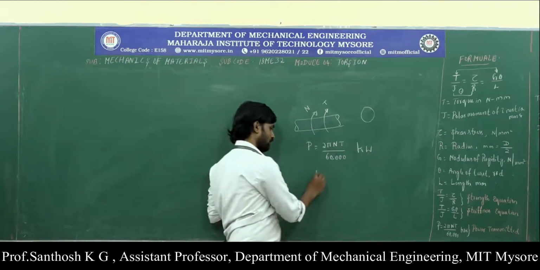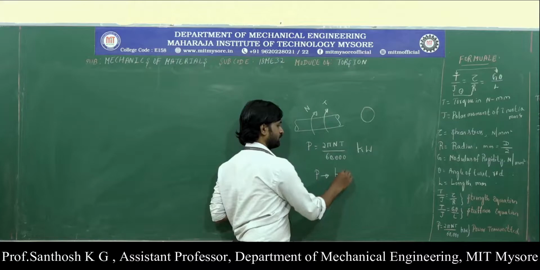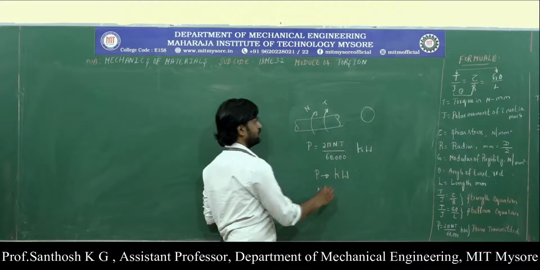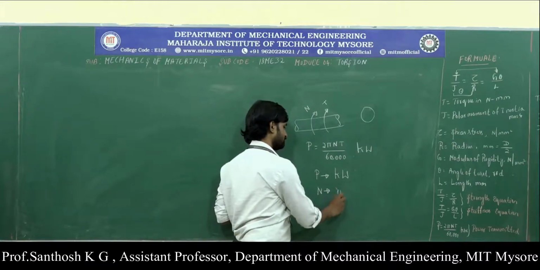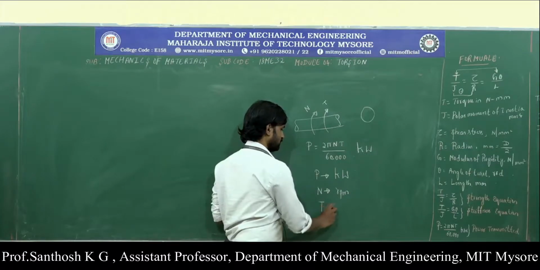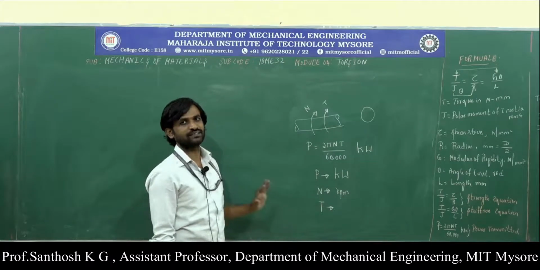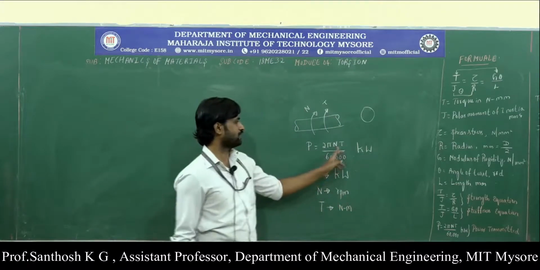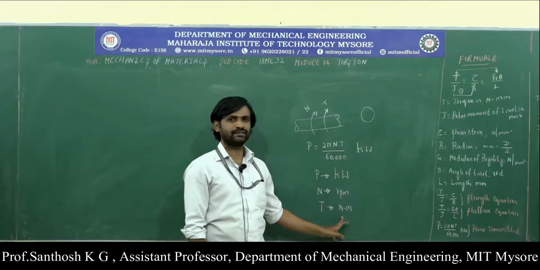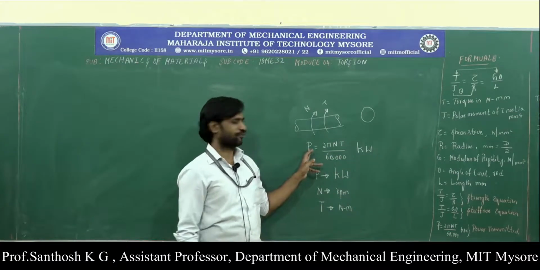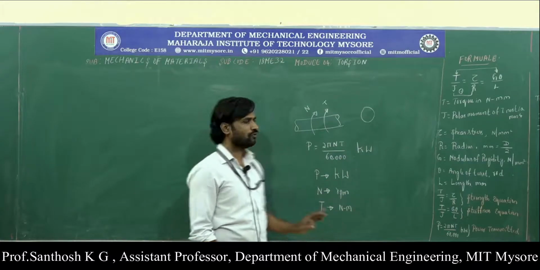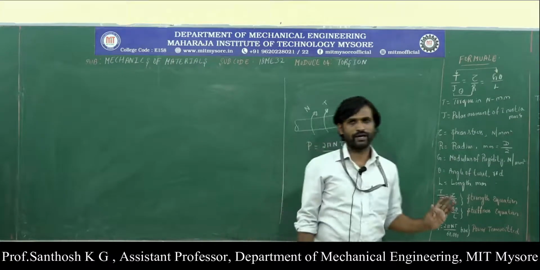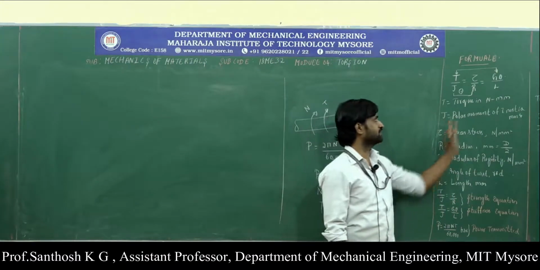So here, in order to get the value of power in terms of kilowatts, I should substitute the value of n, which is the speed of the shaft, in rpm, and I should substitute the value of T, which represents the torque. It should be in terms of Newton meter. So when n is in rpm and T is in Newton meter, you will get the value of P in terms of kilowatt.